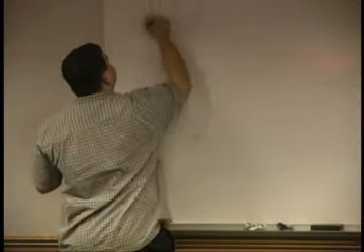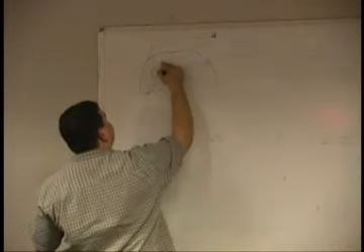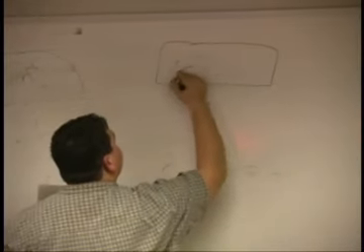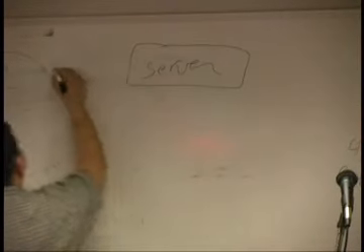So the easiest, of course, is where you have your client and your server. And then you get your request and then your response. It's really easy and silly.